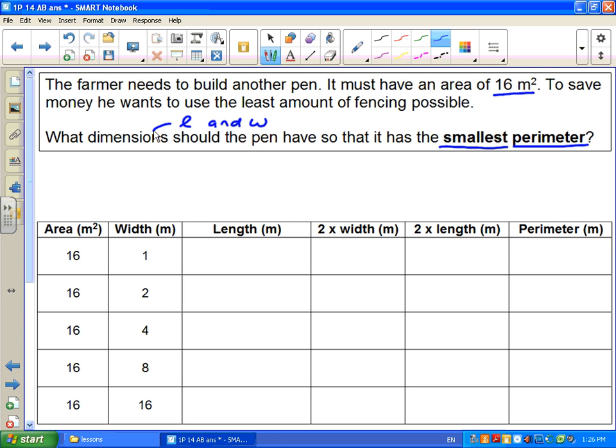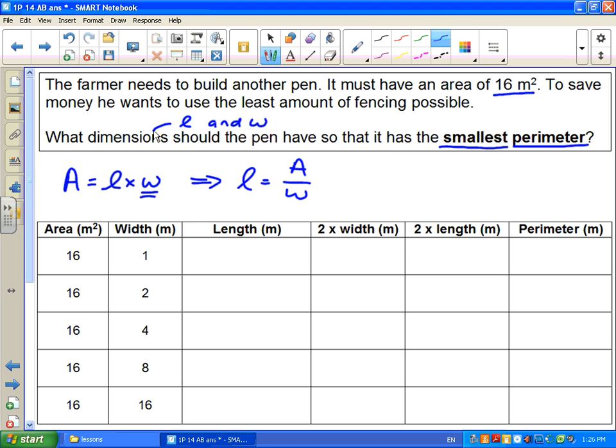Okay? So I've listed in this table what the area is going to be. The area is going to be 16 meters squared. We're told that in the question. And we can complete the table the same way we did before. We can choose numbers for the width and then figure out what the length is going to have to be. Because we're working with rectangles, we know that the area is going to be length times width. So if we know what the width is already, we can rearrange this to solve for the length. If I divide both sides by W, I get that the length is going to be the area divided by the width.